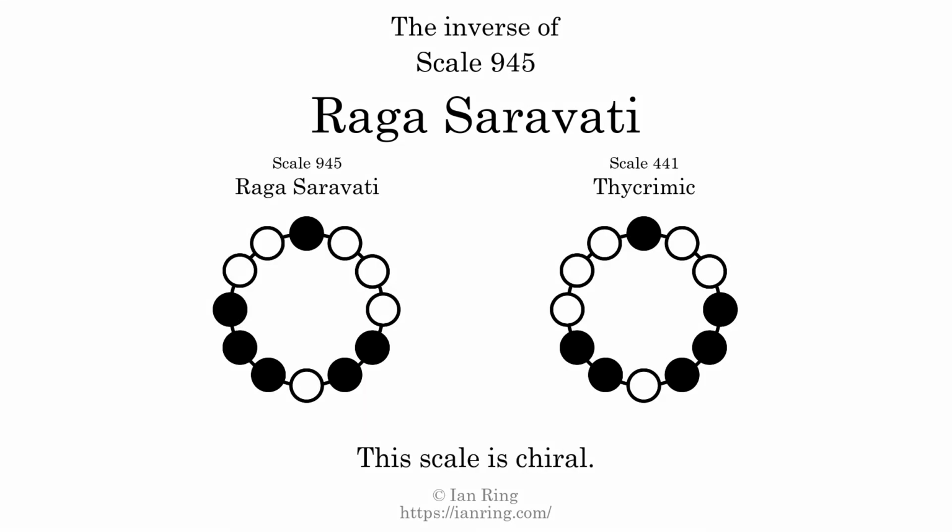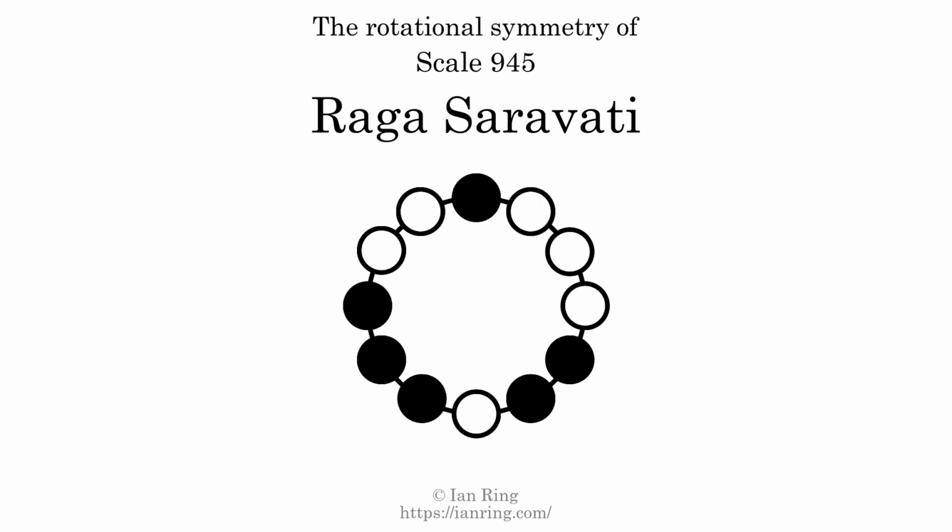The inverse of a scale is a mirror image. It is what you get when the sequence of intervals is reversed. The inverse of this scale is scale 441, also known as thychromic. This scale is chiral. It cannot transform into its inverse by rotational transformation. This scale has no rotational symmetry.